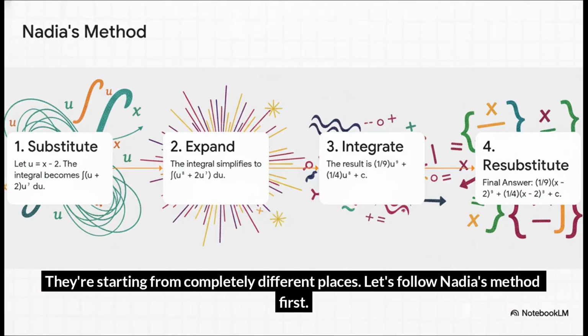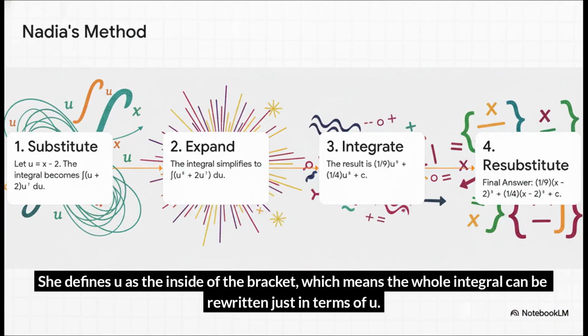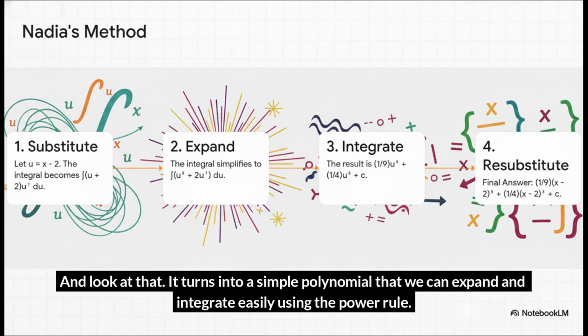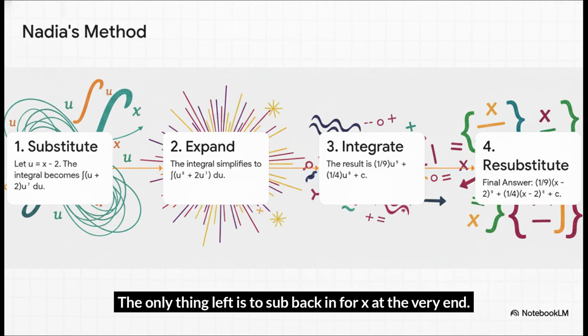Let's follow Nadia's method first. She defines u as the inside of the bracket, which means the whole integral can be rewritten just in terms of u. And look at that. It turns into a simple polynomial that we can expand and integrate easily using the power rule. The only thing left is to sub back in for x at the very end.